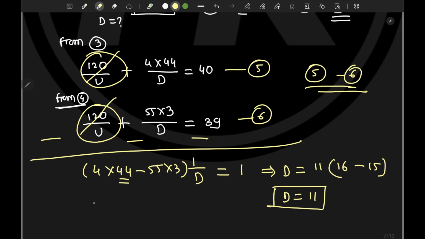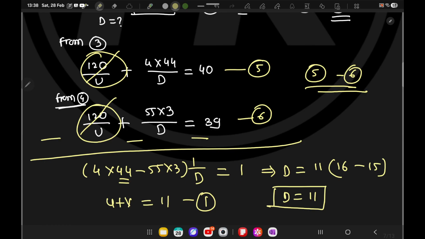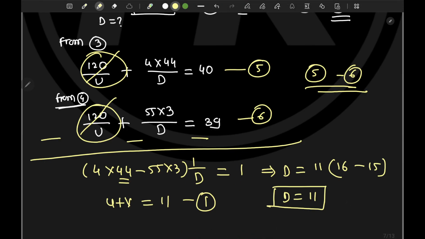Now tell me what is d? D is the downstream speed, so u plus v is 11. So we have this equation, right? Now tell me what is u minus v, that we also need to find out. Now d is known. You can put this d in any of the equations.